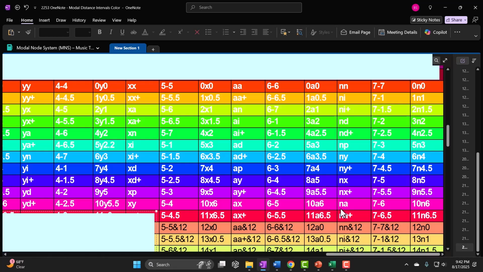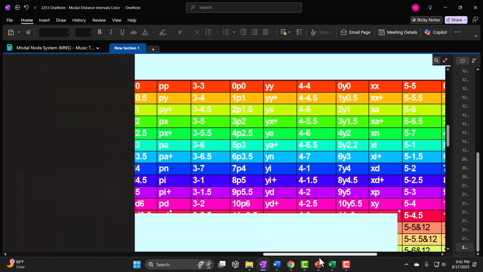Locrian, also kind of minorish, so you think we're good. We are good. It's going to land you on the Aeolian. It's going to be an NA modal range, a 7-6 modal range, 10 notes away from the Locrian node, 6 modal half steps, which would be 7 scale degrees or minor 7.